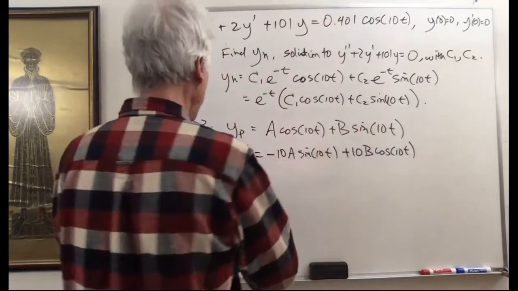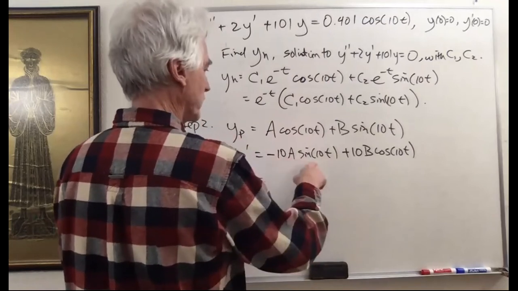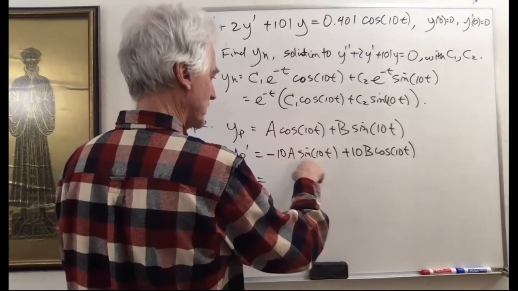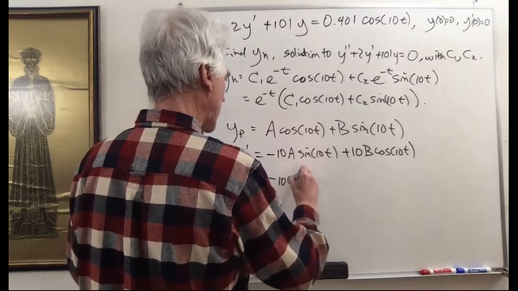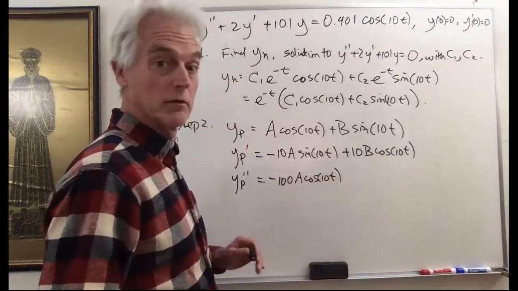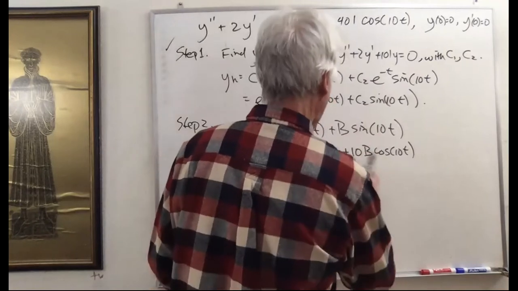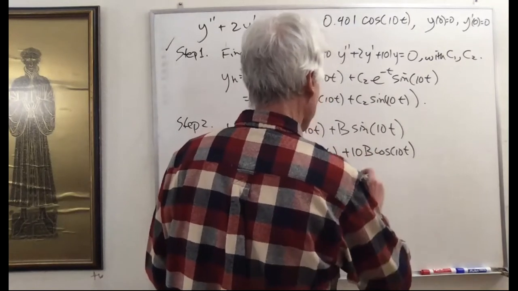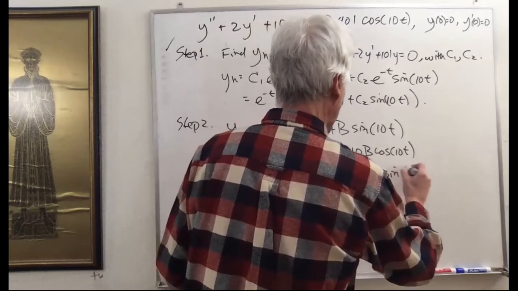Right? And then I get yp double prime. Differentiate again. Derivative of sine is plus cosine, so I get minus 100a cos of 10t. And then another minus, derivative of cosine is negative sine, minus 100b sine of 10t.